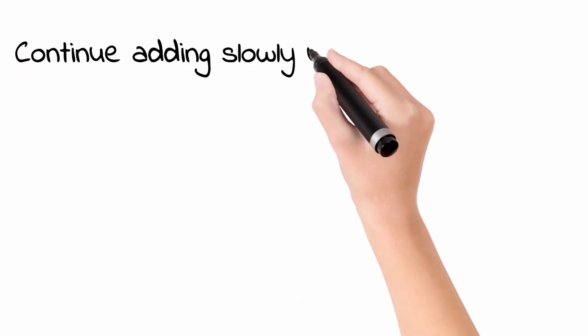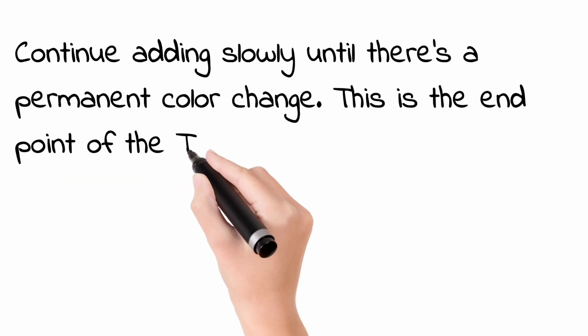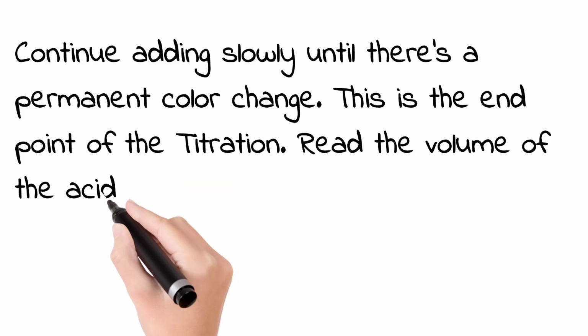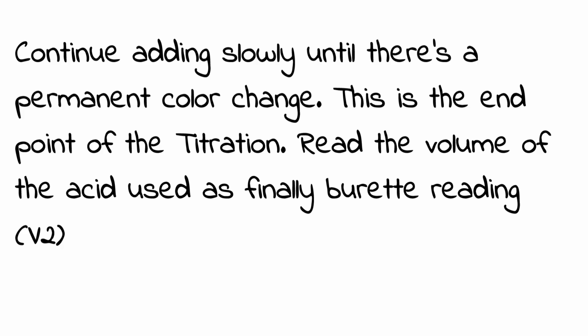Next, we continue adding the acid slowly from the burette into the conical flask until there is a permanent color change. The color we are expecting at the end of the titration should be a pink color. When there is a permanent pink coloration, that is the end point of our titration. We note the final burette reading and we record it as V2.